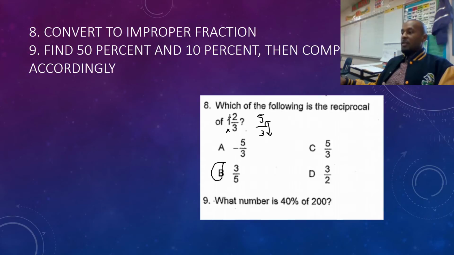40%. Okay, so let me take 50%. I know 50% is 100. But I'm trying to figure out what 40% is. So let me take 10%, which is 20. 50% is 100, right? Now I'm trying to find 40%, so I need to take off 10%. So I need to take off 20. So 100 minus 20 is 80. Okay.